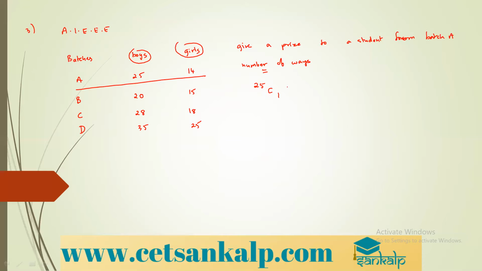But suppose I add the other case. From 14 girls, I select one girl for the prize. Then also my work is over. So in that way, I'm adding both the cases, and that will be 25 plus 14. In 39 ways, I can give prizes.